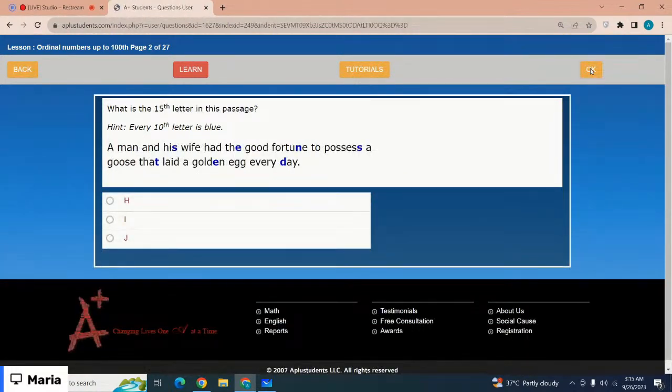What is the 15th letter in the passage? So which is the correct option? So for the 15th you have to see, right? This is the first blue, that means that would be the 10th one. Let's count to the 15th letter: 10th, 11, 12, 13, 14, and 15, right? That means the 15th is H. So the correct option is H.